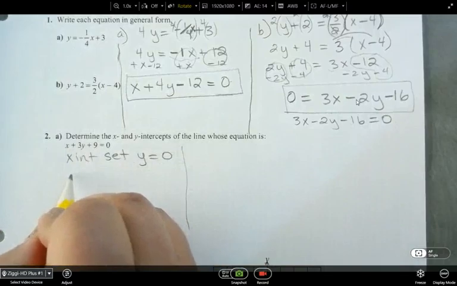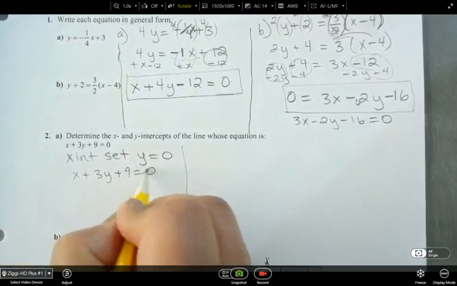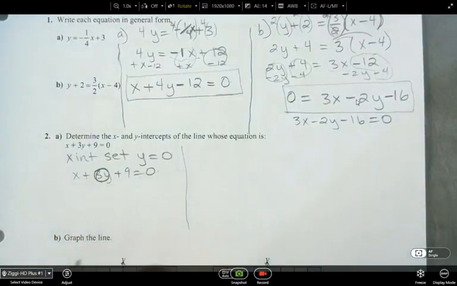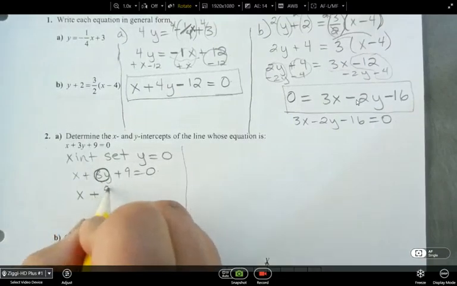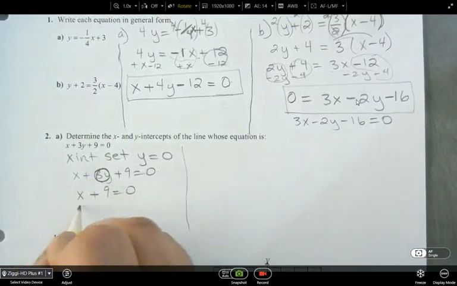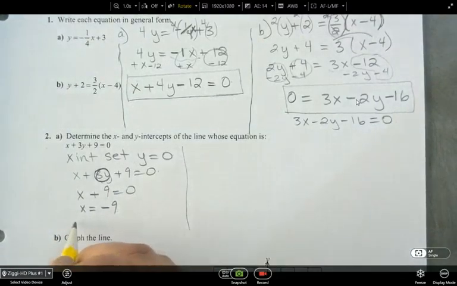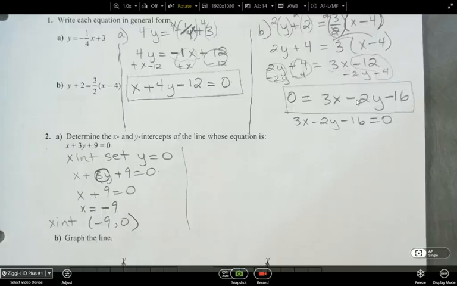So I've got x plus 3y plus 9 equals 0. So if I set y equal to 0, what happens to this term? It becomes 0. So x plus 9 equals 0, and then I end up with x is negative 9. So what's my x-intercept? Negative 9, comma 0. Okay.